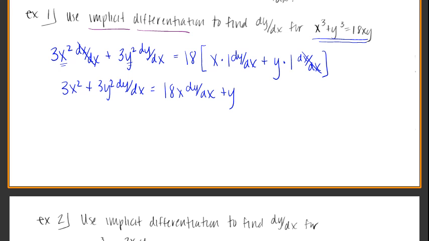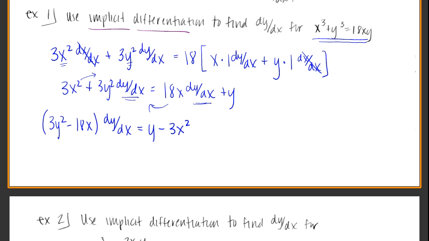And now to finish getting the full derivative, remember a derivative is dy/dx, it's y prime, so we want to isolate these two. What you could do is bring them both onto the same side, move all the other terms around, and factor it out. So 3y squared minus 18x, times dy/dx, is going to equal y minus 3x squared. Then wrapping this up, to finally get the full derivative, dy/dx is equal to y minus 3x squared, divided by 3y squared minus 18x.